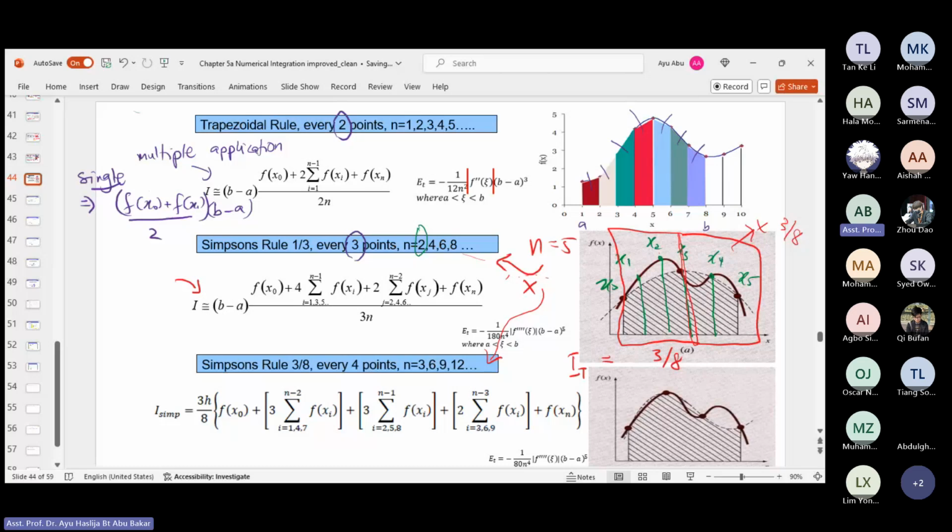In this case, you need to use a combination, either 1/3 plus 3/8, or 3/8 plus trapezoidal, multiple trapezoidal.